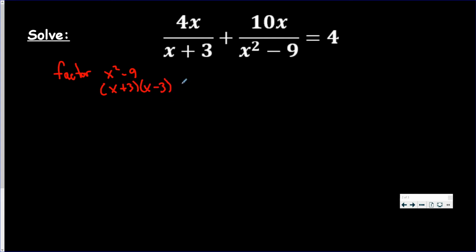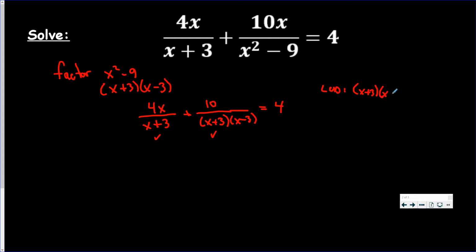Okay, now you could rewrite the whole thing. I'm going to rewrite what I have with that factored, and then I'm going to be multiplying both sides by my lowest common denominator, which happens to be x plus 3 and x minus 3. Now I can see my lowest common denominator is going to be x plus 3. I already have an x plus 3 here, so check, check, and I need an x minus 3. So I like to write it out over here: x plus 3, x minus 3, and that would cover all my denominators.